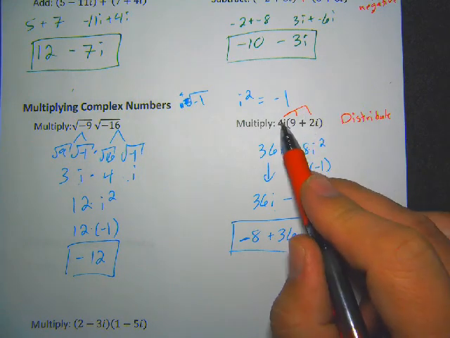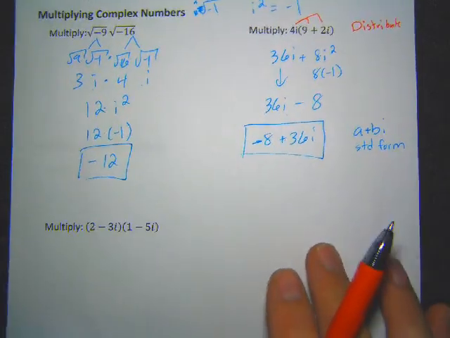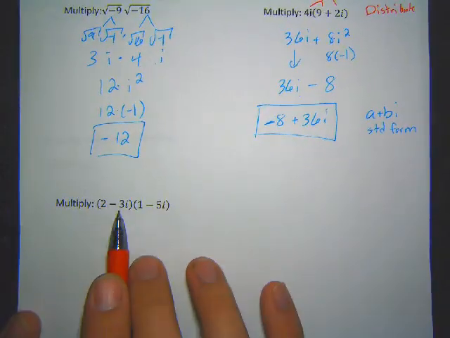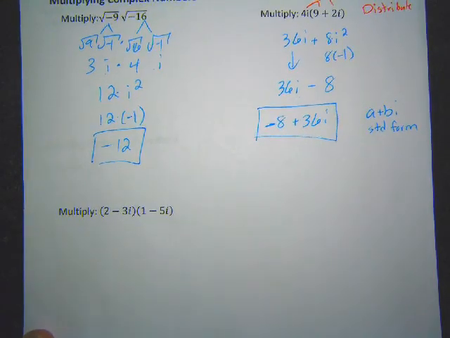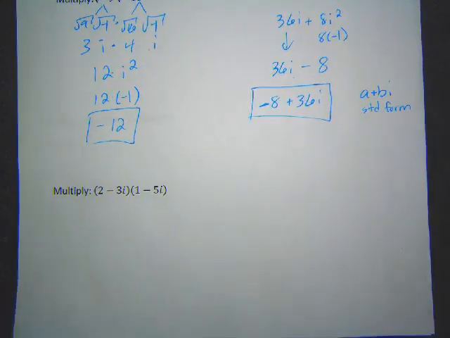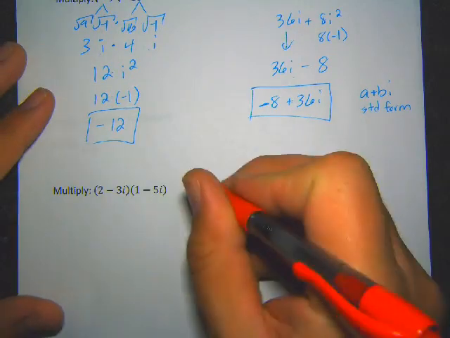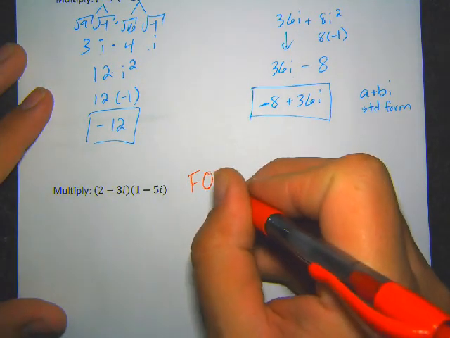There was only the i part. Most of the time when you multiply complex numbers, they're going to have both a real part and an imaginary part, like this one has real and imaginary. But that's actually not that big a deal, because you already have a method for multiplying these. It's called FOIL. Hopefully you recognize FOIL.